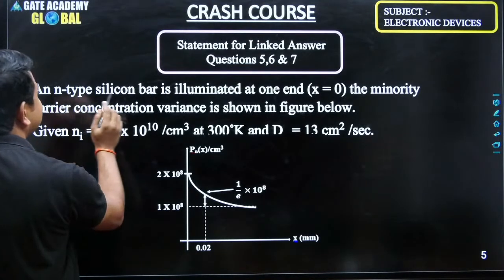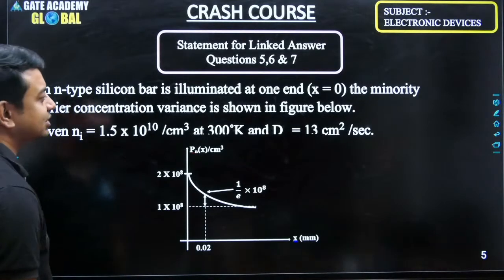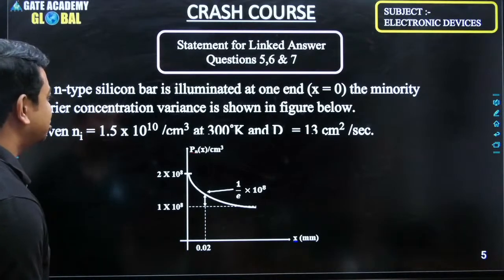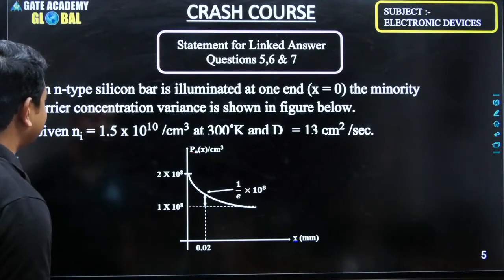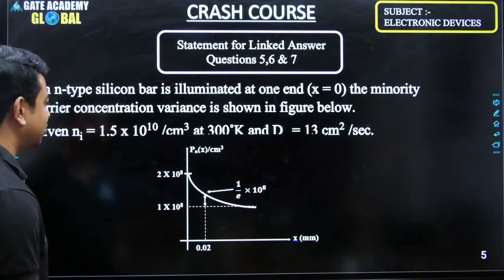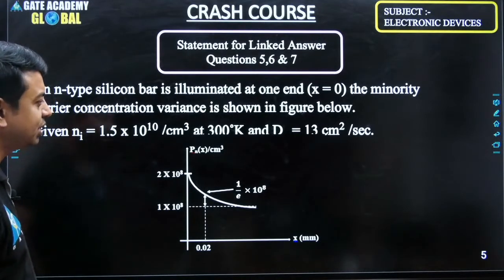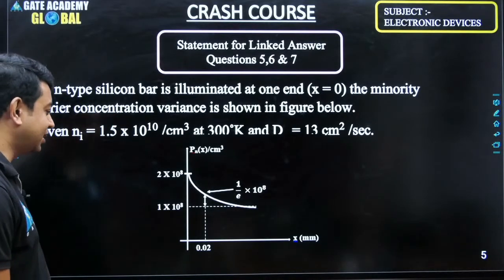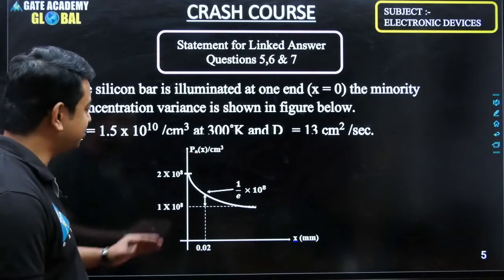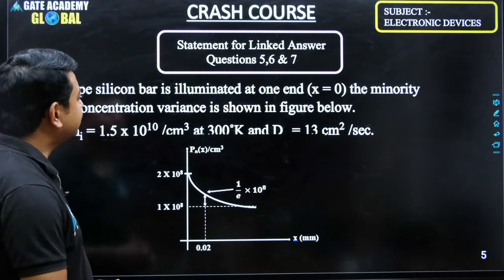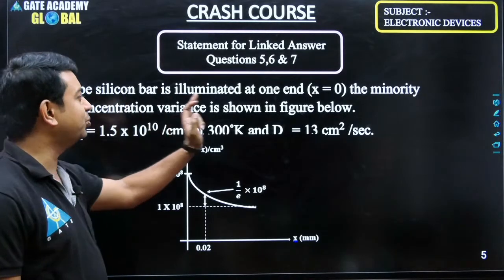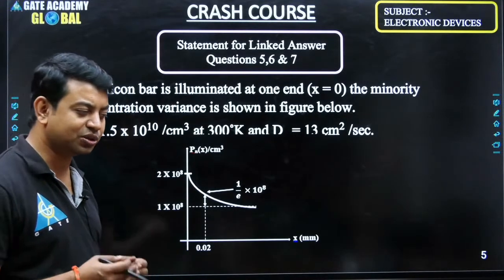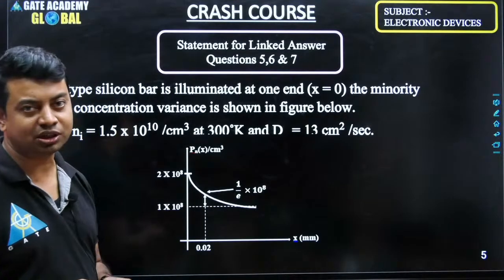An n-type silicon bar is illuminated at one end, x is equal to 0. The minority carrier concentration variation is shown in the figure below. Given ni is equal to 1.5 into 10 to the power 10 per centimeter cube at 300 Kelvin, and D is equal to 13 centimeter square per second. There is a graph given in that question, and the graph is drawn in this way. Here the semiconductor is not illuminated uniformly throughout the volume.